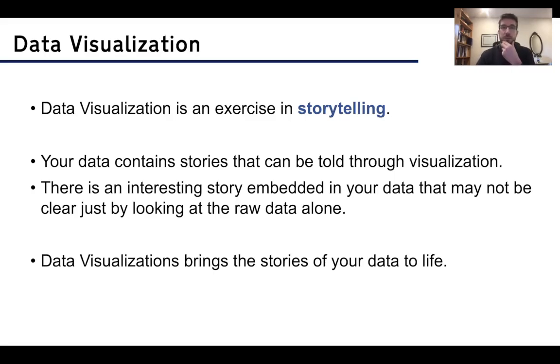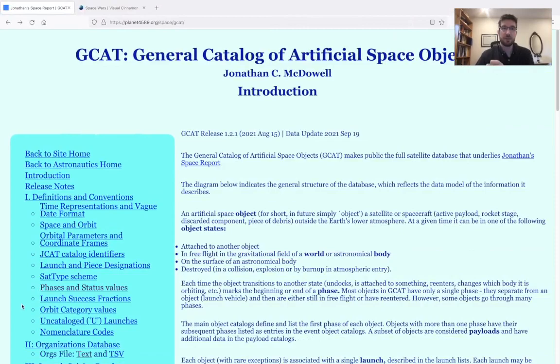So I want to present an example, because we haven't looked at enough visualizations, I feel, so far in the course. So for example, there is a catalog of all of the artificial space objects that have ever been put into space around Earth. These are things like basically satellites, all the satellites that have ever been put into space around Earth. And this is just a public data set, right? It contains the full satellite database of everything that's ever been put in.